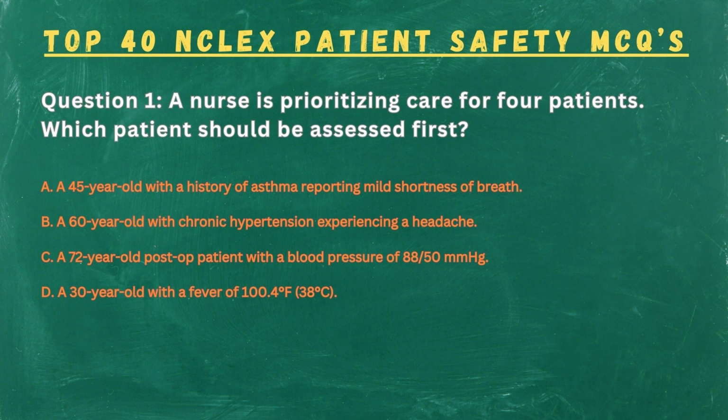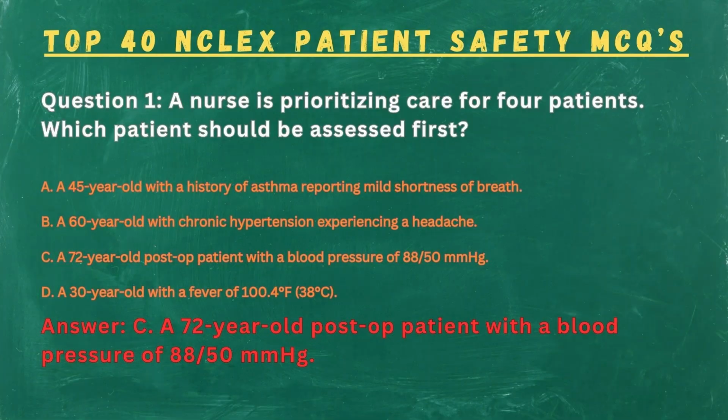C. A 72-year-old post-op patient with a blood pressure of 88/50 mmHg. D. A 30-year-old with a fever of 100.4 degrees Fahrenheit, 38 degrees Celsius. Answer. C. A 72-year-old post-op patient with a blood pressure of 88/50 mmHg.